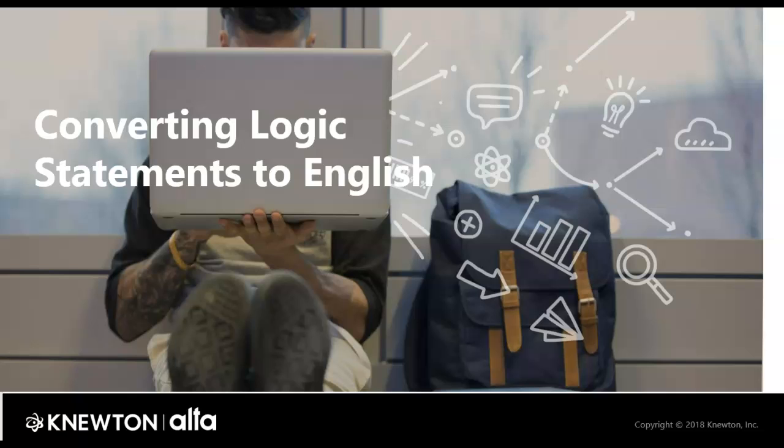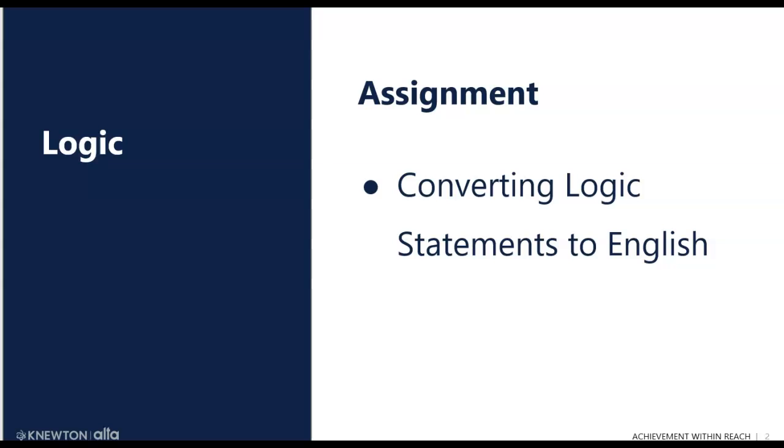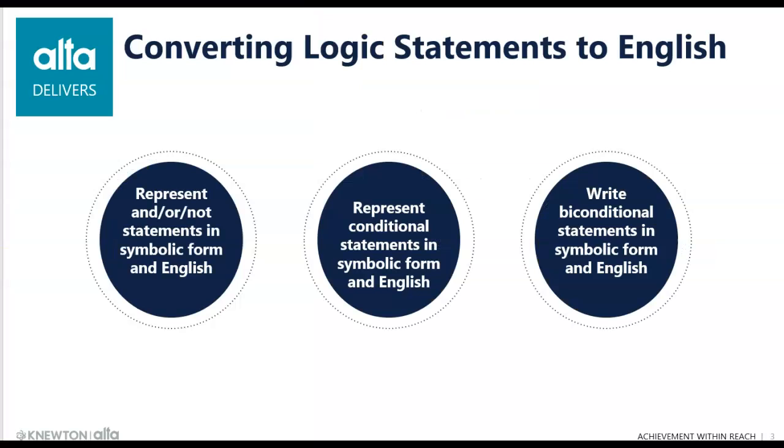This is part one of two videos where we look at converting logic statements to English. In this video, we're going to look at converting logic statements to English. In the second part, we will continue to do that, but we'll use the conditional and the biconditional statements. Here, we're just going to look at using the and, or, and not connectives primarily. So we're going to learn to represent and, or, not in symbolic form. And then in the next part of the video, we'll look at conditional and biconditional statements.